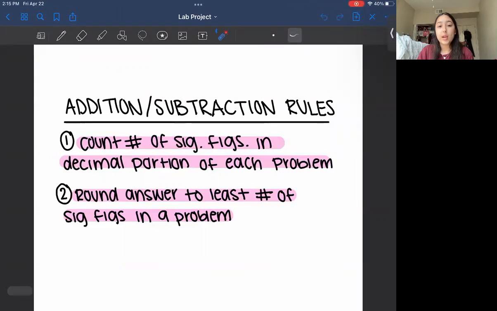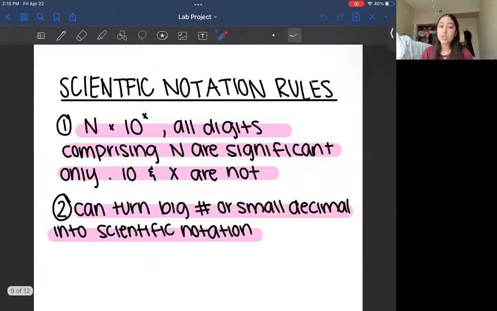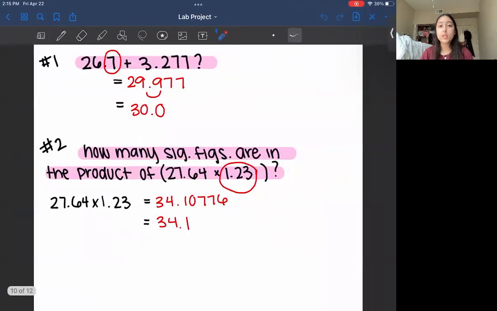Addition and subtraction: you count the number of significant figures in the decimal place of each number in the problem. You round the answer to the least number of significant figures in the problem. Multiplication and division: the least number of significant figures in any number of the problem determines the number of significant figures in the answer. Scientific notation: all digits comprising N are significant only, so the 10 and the x are not significant. So what does this look like?